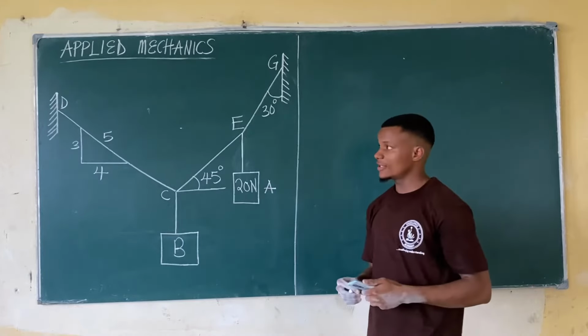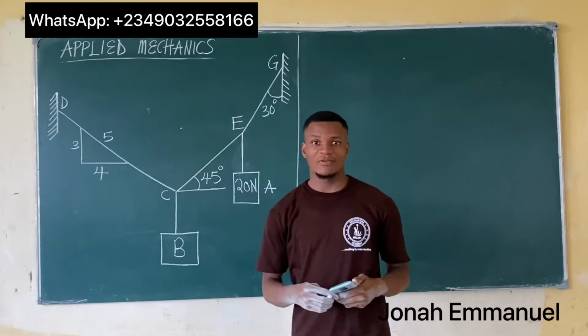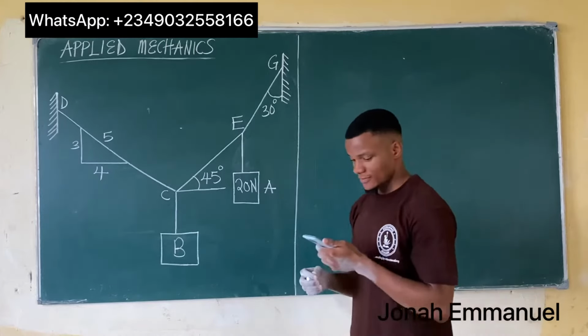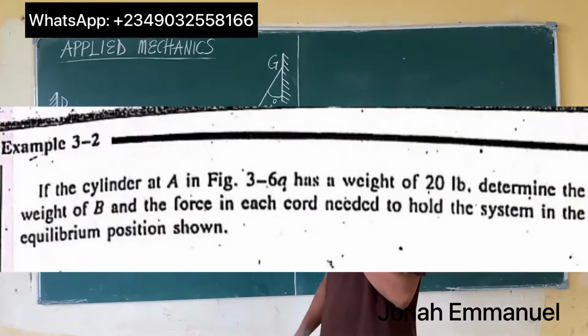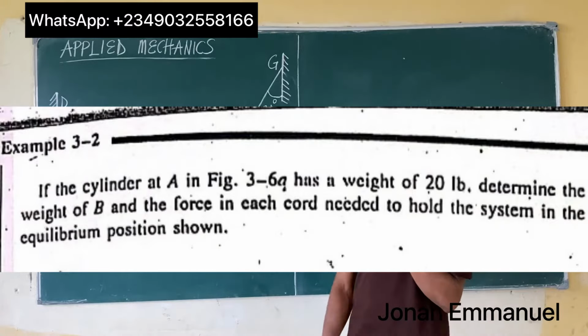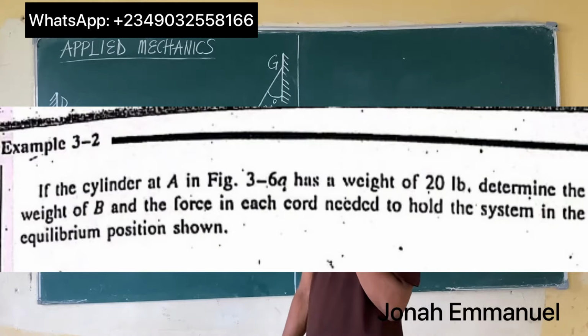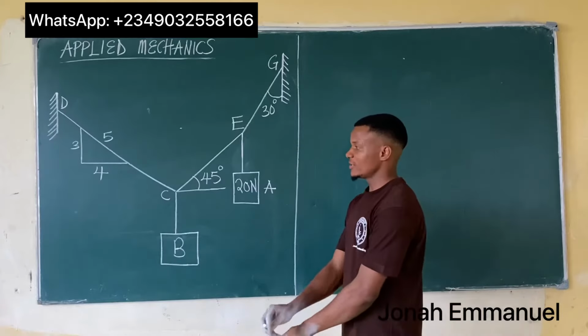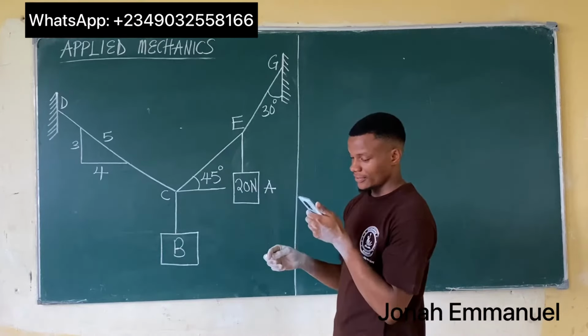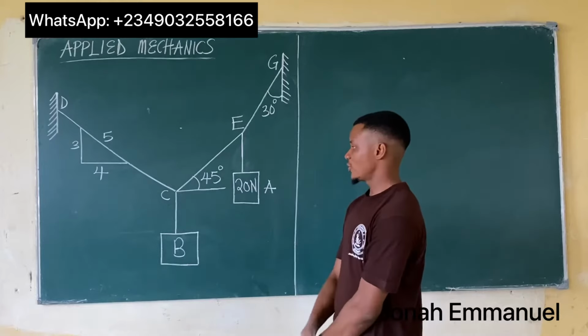To yet another class on equilibrium of particles. Now this question says, if the cylinder at A in this figure here has a weight of 20 newtons, so we're using newtons now, not pounds, determine the weight of B and the force in each cord needed to hold the system in the equilibrium position shown below. Determine the weight of B and the force in each cord.